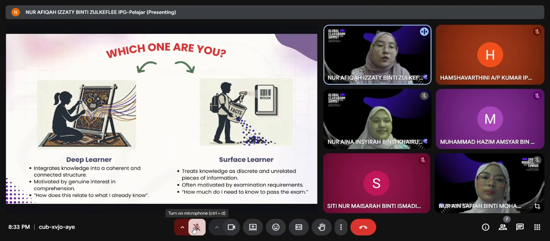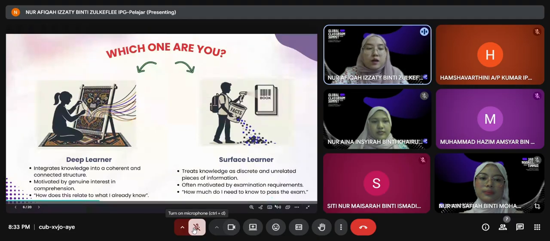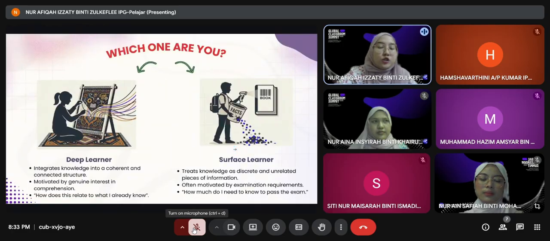So a deep learner is basically someone who integrates knowledge into a coherent and connected structure. Usually, they are the kind of individuals who try to understand ideas, connect knowledge, reflect, and apply ideas in different situations. And this kind of approach definitely promotes long-term retention and prepares them to solve real-world problems.